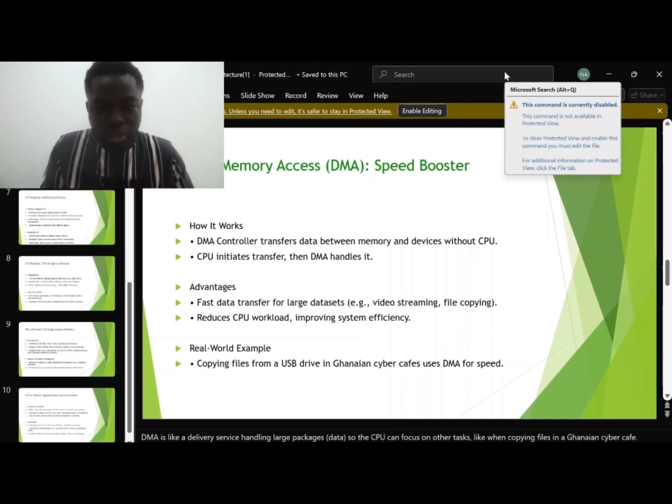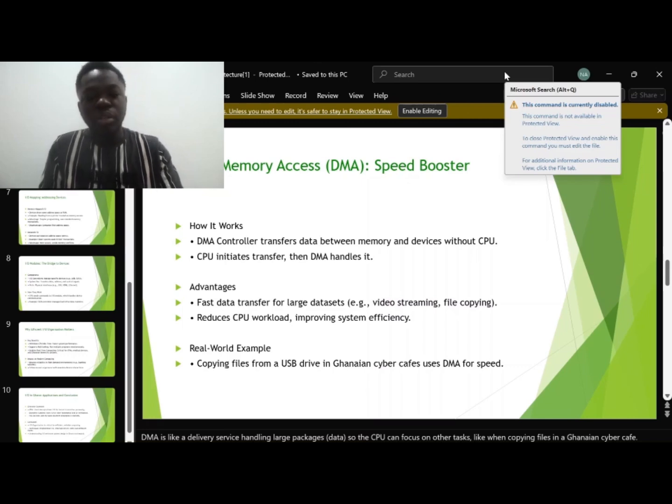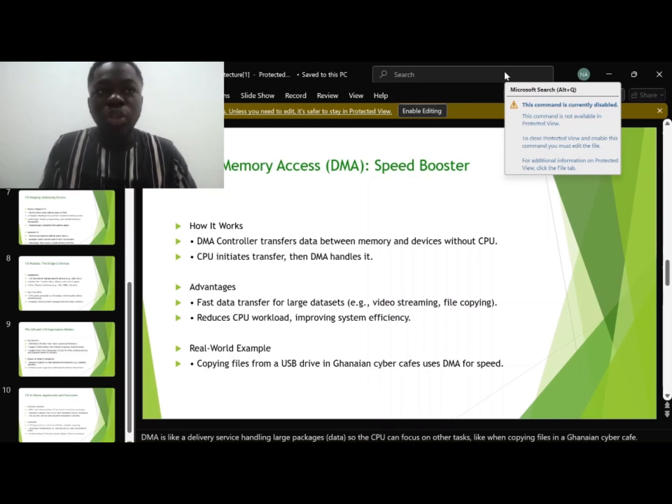Yes, it reduces CPU workload and improves system efficiency. So it reduces what the CPU has to do. It's like maybe the CPU is downloading 2 movies for you, and you're also transferring a file. That's 3 tasks. So with direct memory access, you don't need to do all these three. You need to do only two, which is the download of the movies.